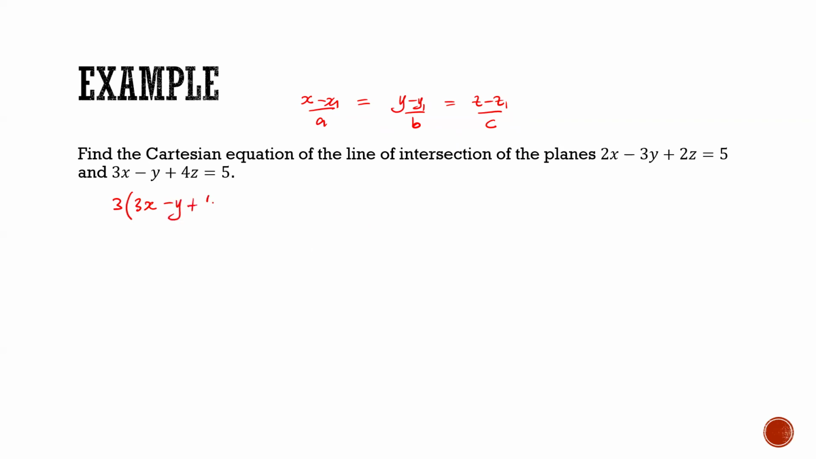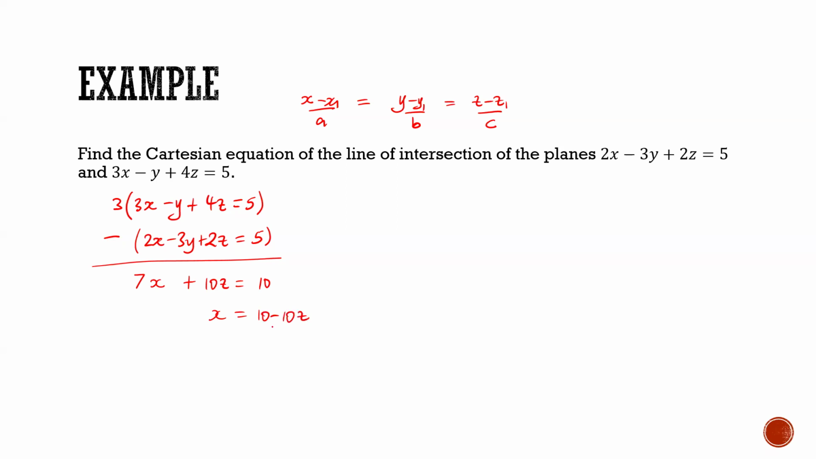So we can start by eliminating y by multiplying the second equation by 3, and then subtracting the first equation from it, which is 2x minus 3y plus 2z is equal to 5. When we do this, we get 7x, the y is eliminated, plus 10z is equal to 15 minus 5, which is 10. This gives us x as (10 minus 10z) out of 7. So we have an equation relating x and z.